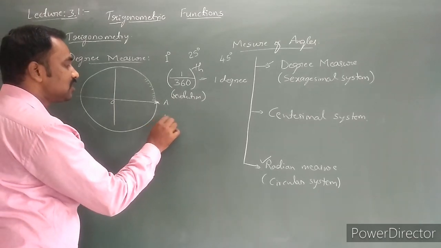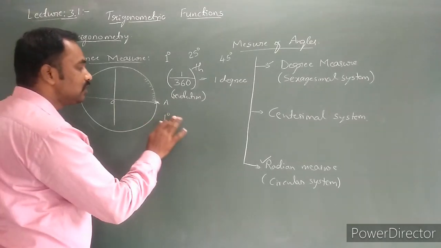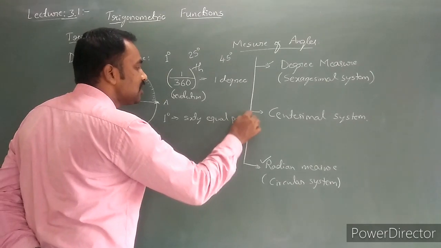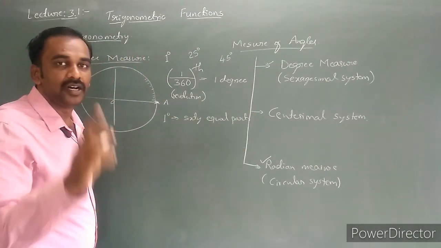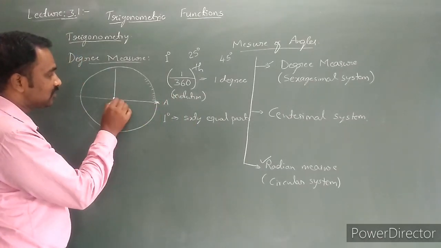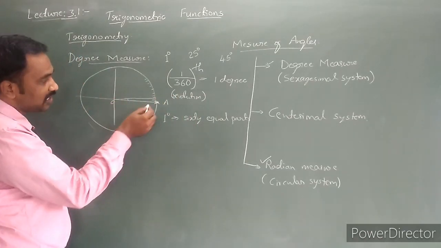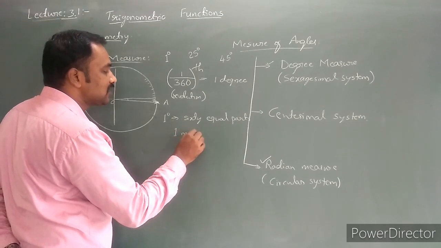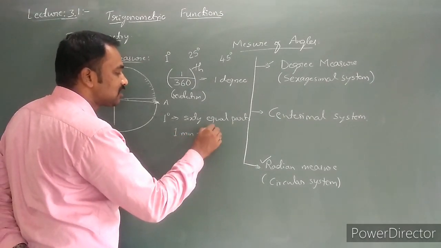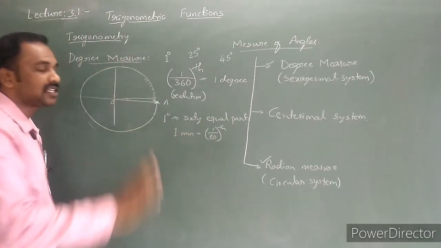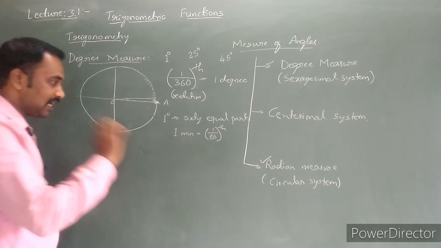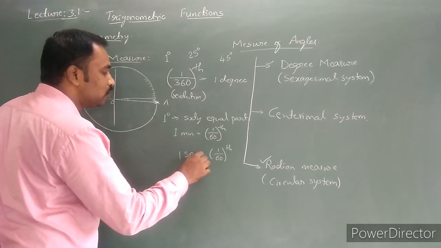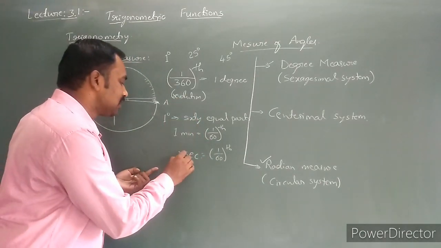Now, this 1 degree is again divided into 60 equal parts. Each part is said to be 1 minute. What is 1 minute? 1 divided by 60th part of a degree is equal to 1 minute. Again, 1 minute can be divided into 60 parts, and 1 part is said to be 1 second.